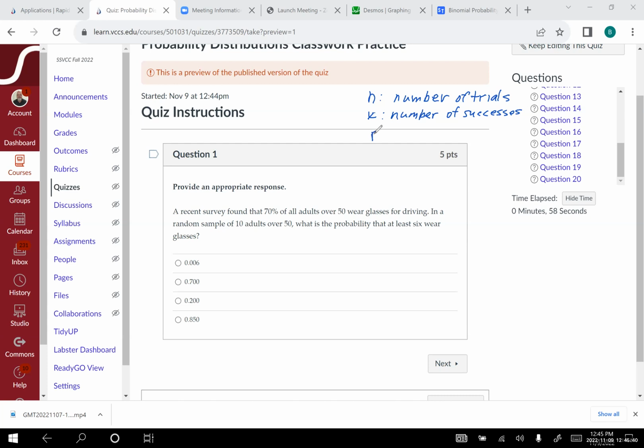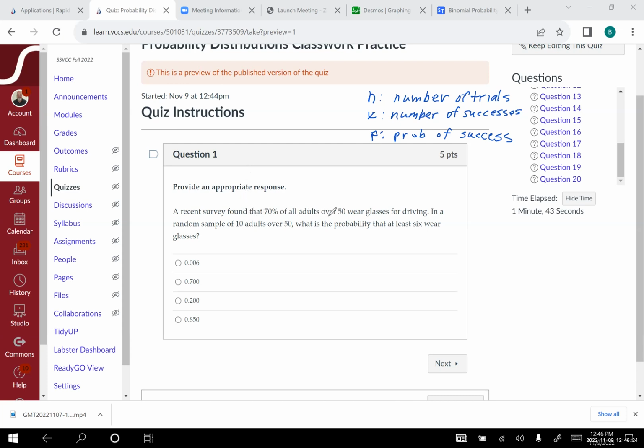And then in our formula, P was the probability of success. Now in our formula, we also had a Q, which was the probability of failure, but the computer doesn't need us to figure that out. It can do that on its own, because all it has to do is subtract it from 1. You know, if the probability of success is 75%, then the calculator already knows that Q, or the probability of failure, is the other 25%. So we don't have to worry about that. So let's look through here and pick out these numbers.